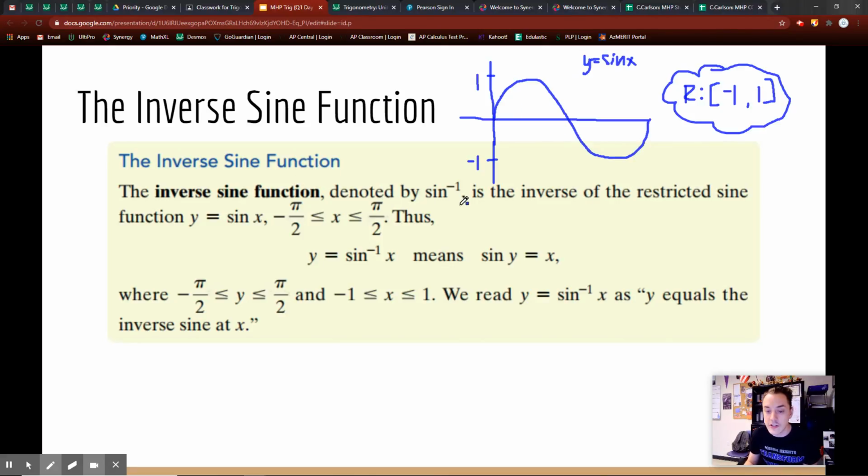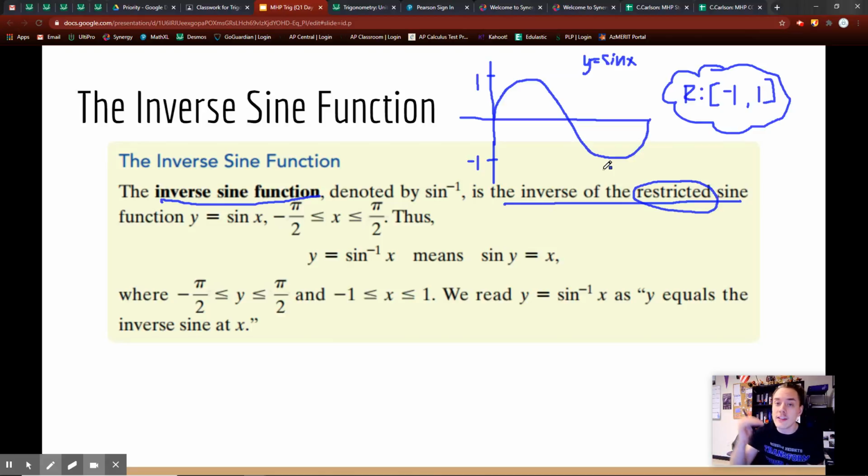The inverse sine function is denoted by sine to the -1. Now we just say inverse. We don't say sine of -1. It's not the same thing. It is the inverse of the restricted sine function. So read carefully. The inverse sine function is the inverse of the restricted sine function. Why did we restrict it? Why did we restrict radical x?